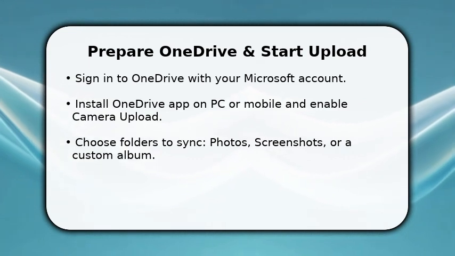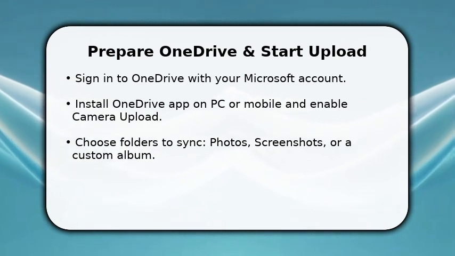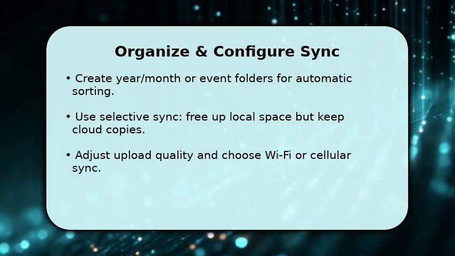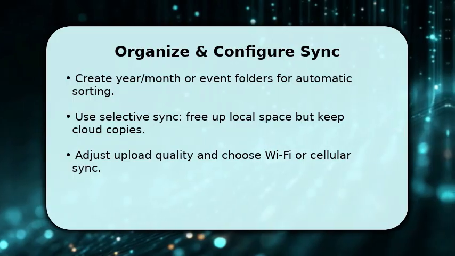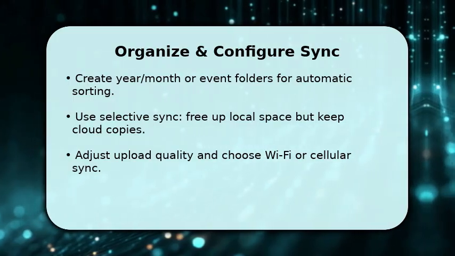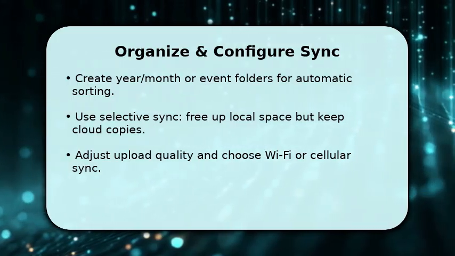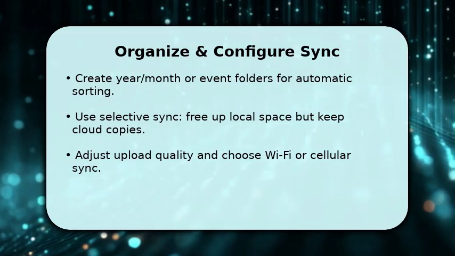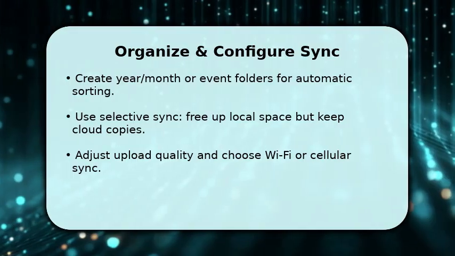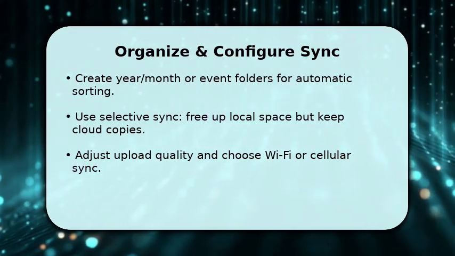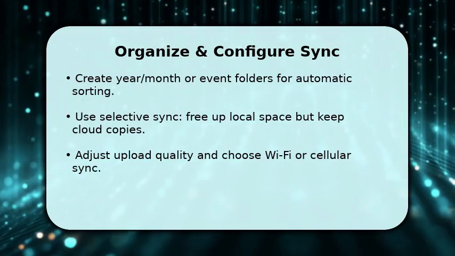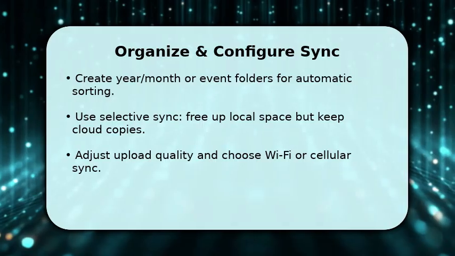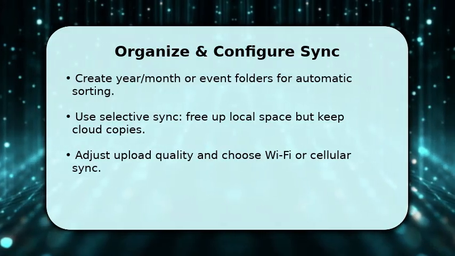Now you'll organize and fine-tune how OneDrive stores photos so retrieval is simple. Create folders by year, month, or event and move existing images in. OneDrive will keep that structure in the cloud. Next, use selective sync on PC to remove local copies while preserving cloud versions, which frees disk space. Also, go into camera upload options and pick upload quality and whether to allow cellular uploads. These choices control bandwidth.